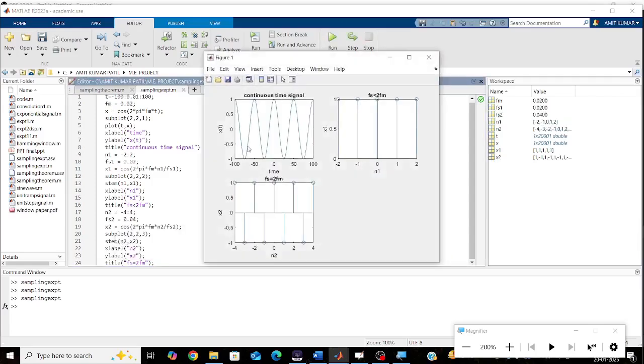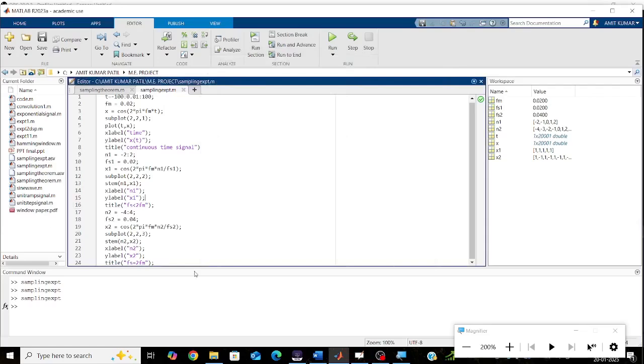So if you run it, here you can see this is the case fs is equal to twice of fm. Some samples we have got, and the sampling is better than the first case, but still not much better. More better we will get in the last case, when we take a large sampling frequency, greater than twice the maximum frequency. This is the third case, and now we will come to the last case.